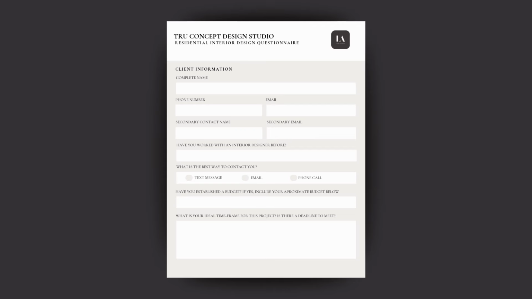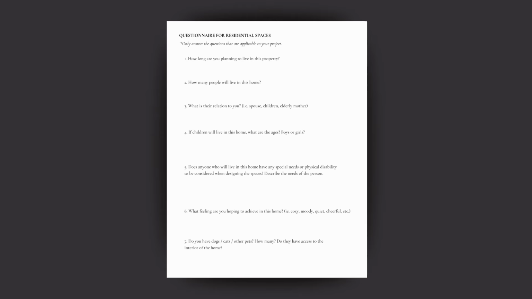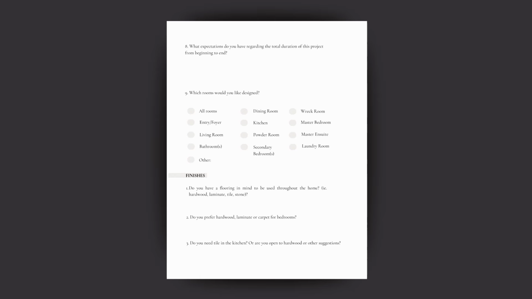For questionnaires, you want to make sure that you are asking the right questions for the specific type of project, such as how many people will occupy the space, how are they going to use it, what are the storage requirements, what are the materials or colors that probably the client has already been thinking about, what are the things that they absolutely dislike.